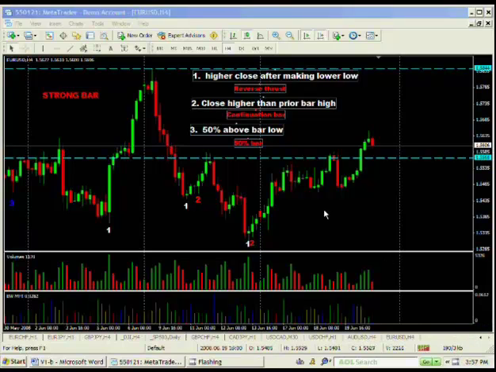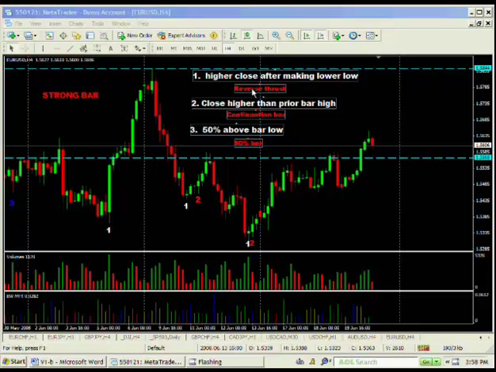So we're going to begin by talking about the three strong bars that you need to be aware of. And they are the reverse thrust bar, the continuation bar, and the 50% bar.